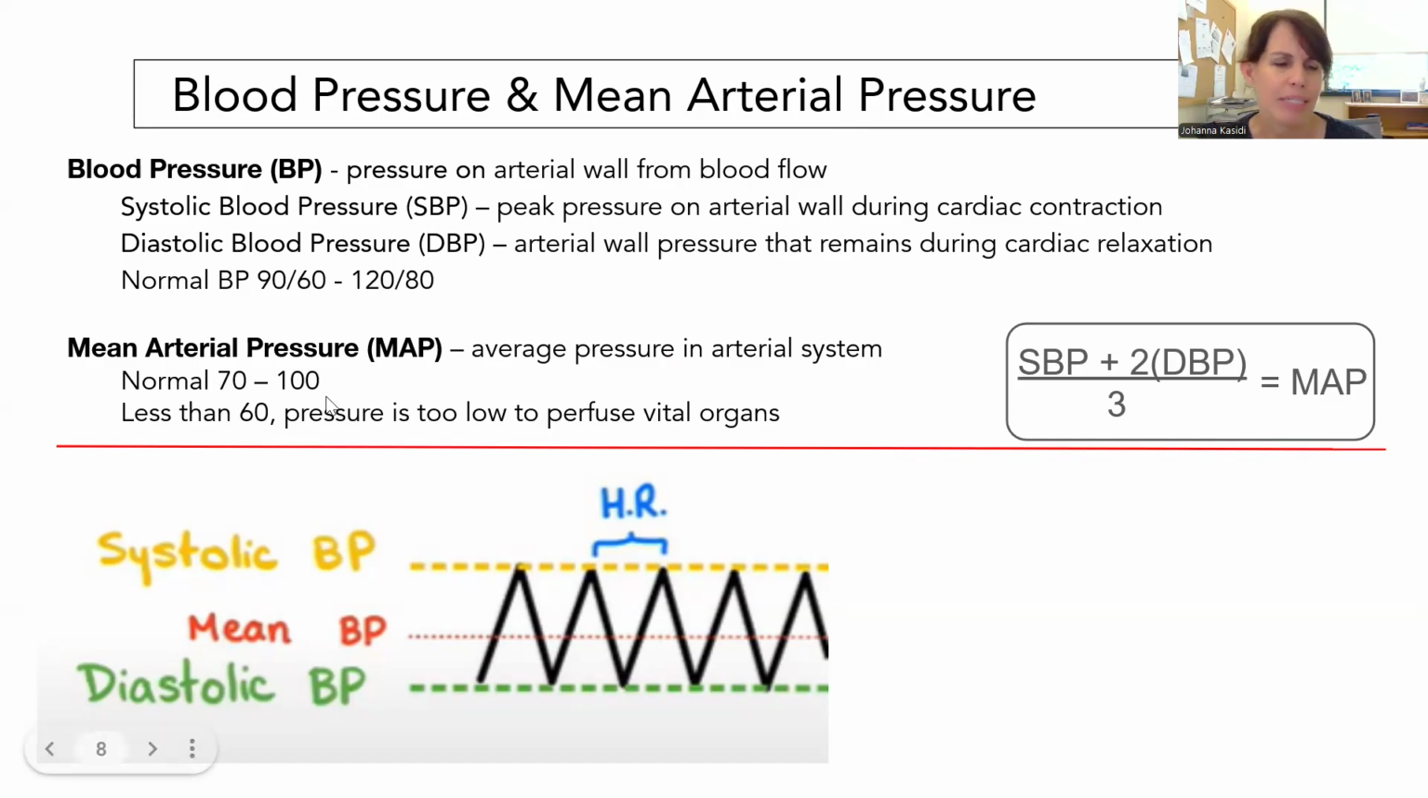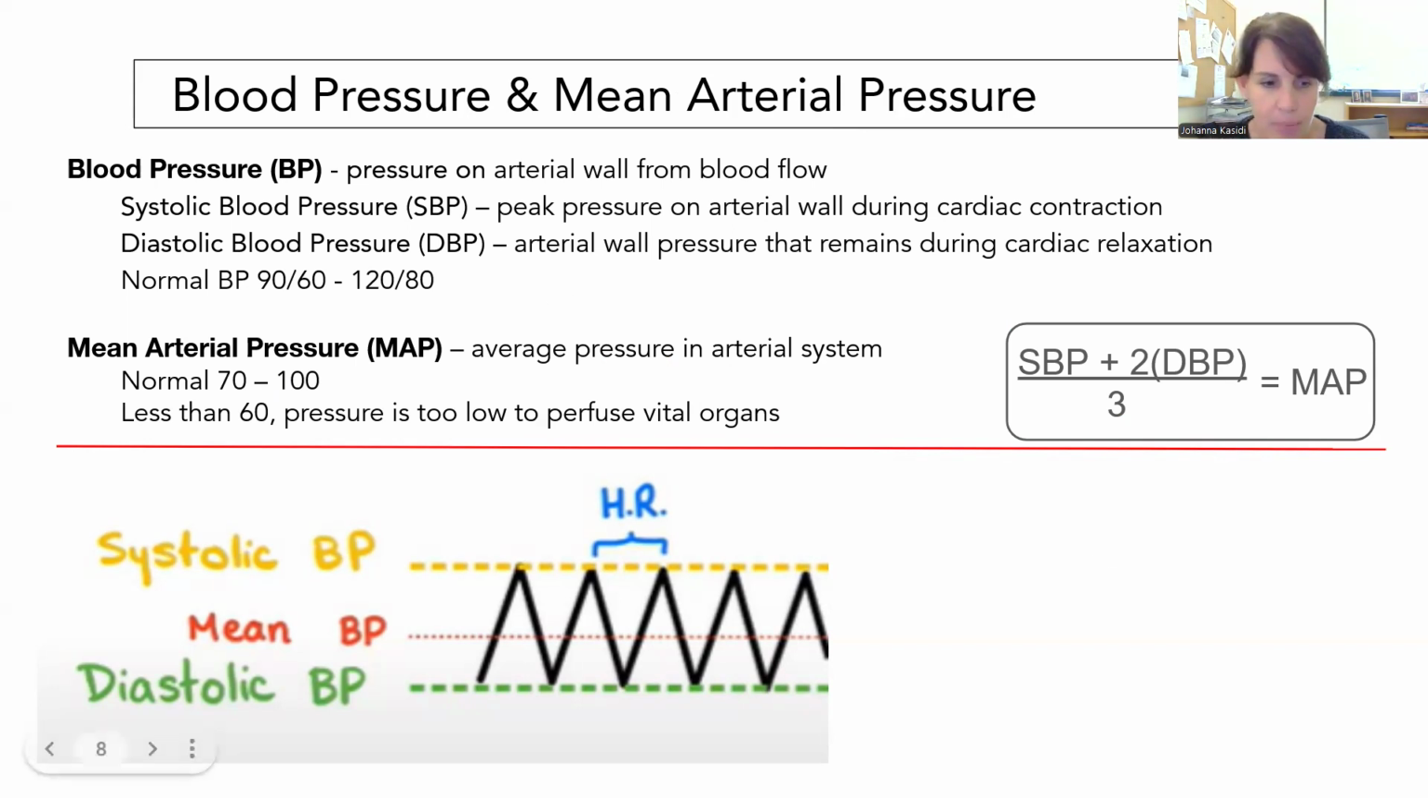If it's over 100, that's not so bad. But if it is lower than 60, that means that your organs are not getting enough oxygen to sustain life. So lower than 60 is not good. 60 to 70 is also not normal. But once you're below 60, you're really not perfused.